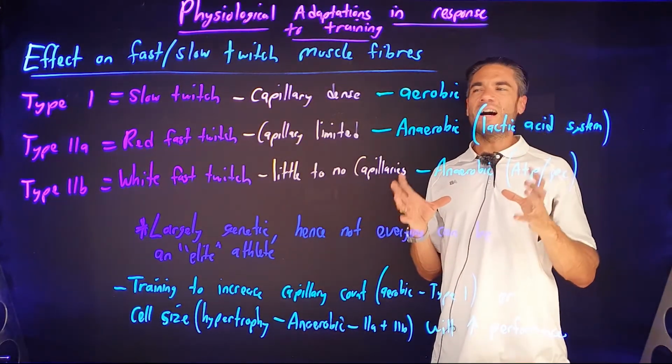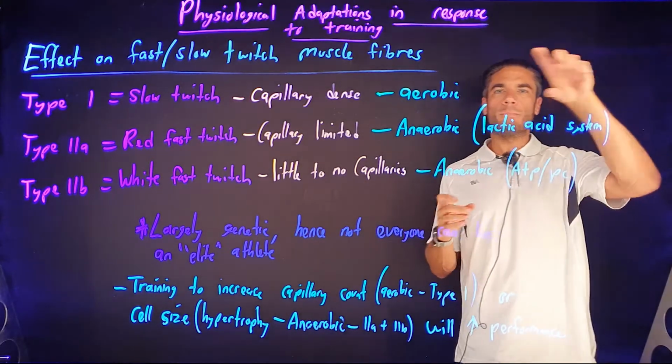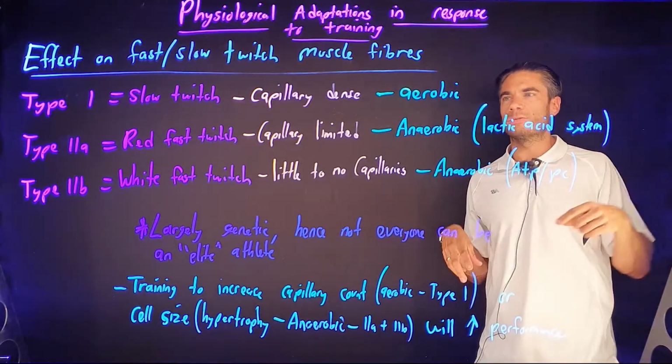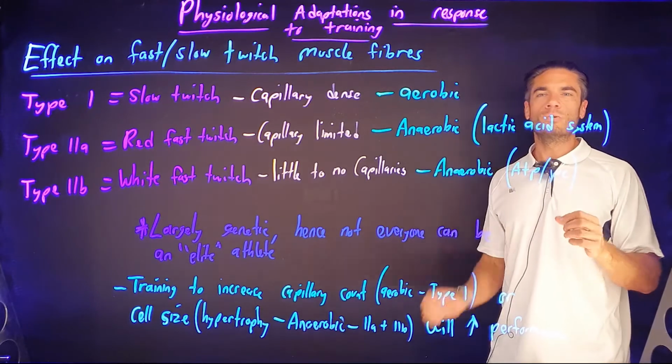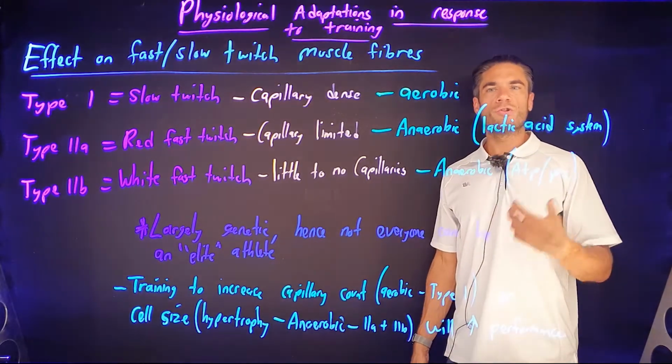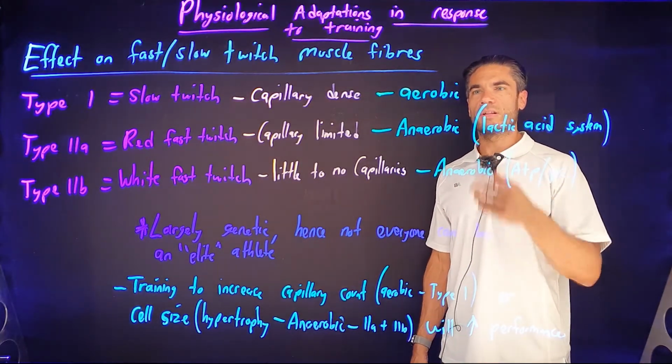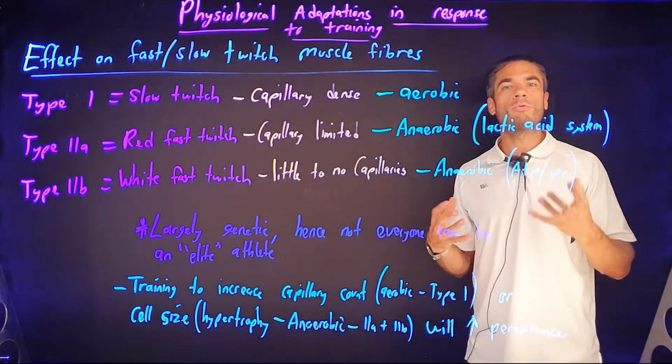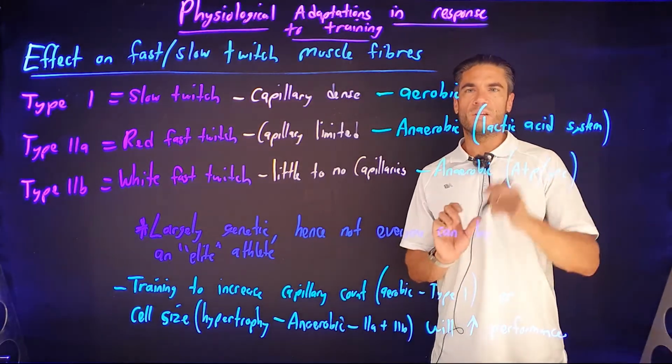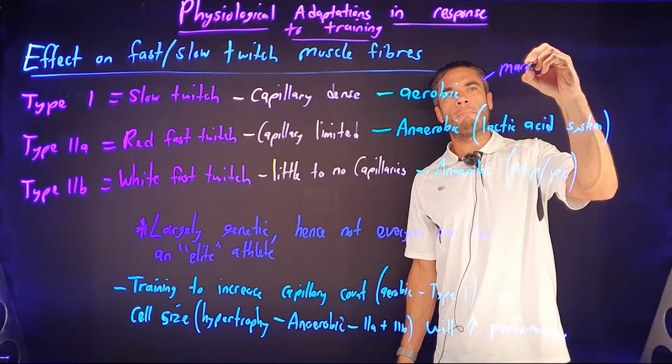They are very highly dense in capillaries. So if you imagine that picture I drew up before, they've got lots and lots of capillaries in them. They are very, very good at delivering oxygen to the muscle and removing byproducts. So therefore, they are greatly suited to aerobic type athletes, e.g. marathon runners, etc.